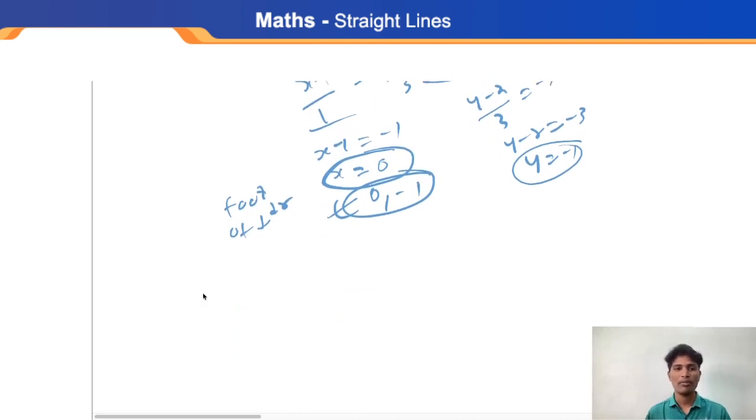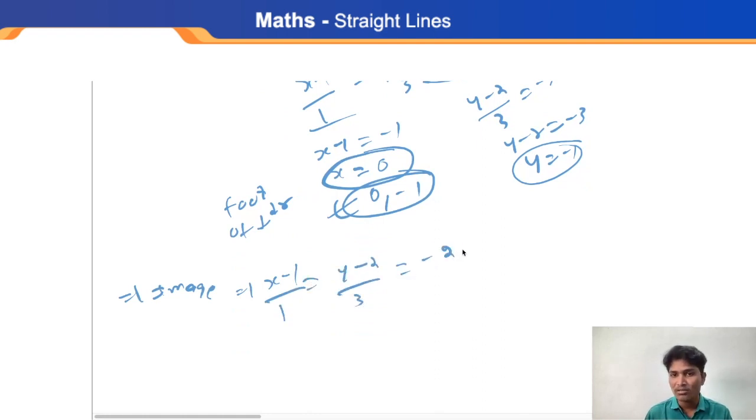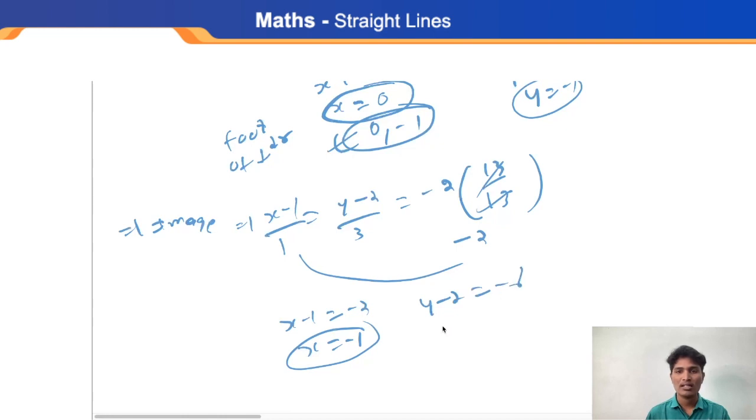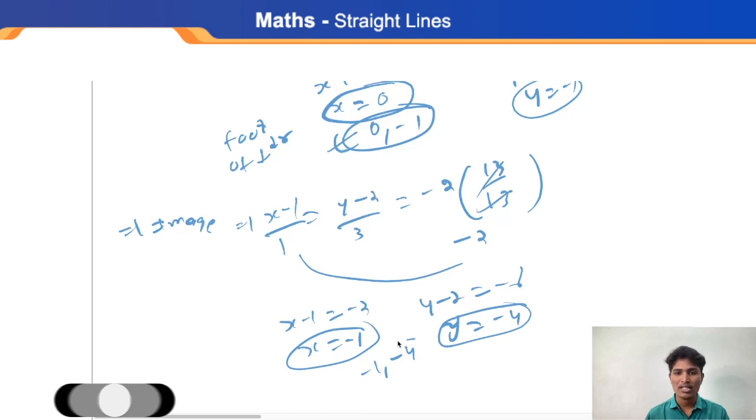Now comes the important part, that is the image. Image is also the same thing, that is (x minus 1) divided by 1 is equal to (y minus 2) divided by 3, but here it will be minus 2 times of 13 by 13. So it will be minus 2 here. So now equate this one to this one. You will get x minus 1 is equal to minus 2, x is equal to minus 1, and y minus 2 is equal to minus 6, y is equal to minus 4. So minus 1 comma minus 4 is the value.